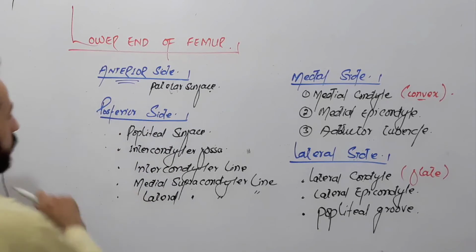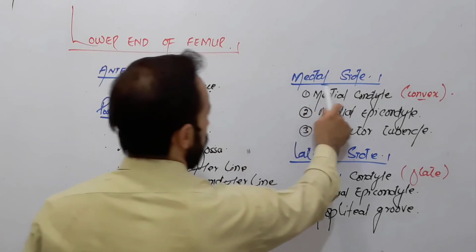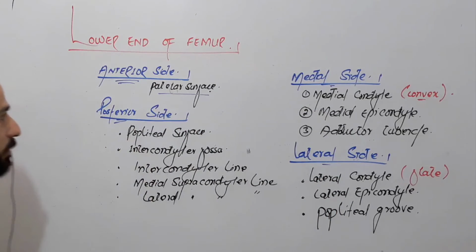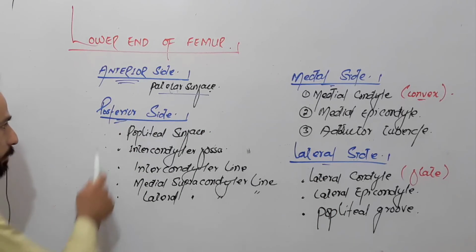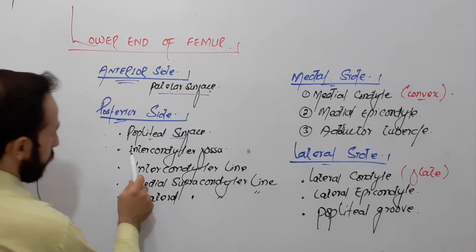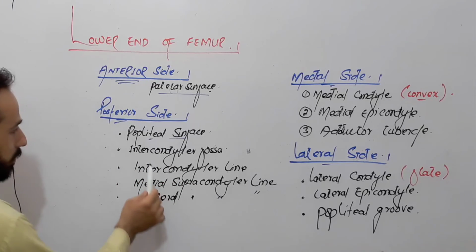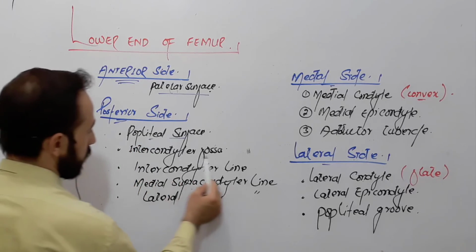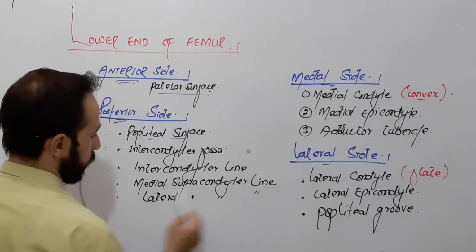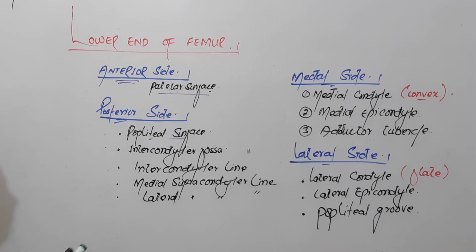So what are these parts about the lower end of the femur bone? We have its anterior side, posterior side, medial side, and lateral side. The anterior side is also known as the patellar surface, right? And the posterior side is also known as the popliteal surface. Okay, then there are the important points about the posterior side. There is the intercondylar fossa, there is intercondylar line, there is medial supracondylar line and lateral supracondylar line, right?